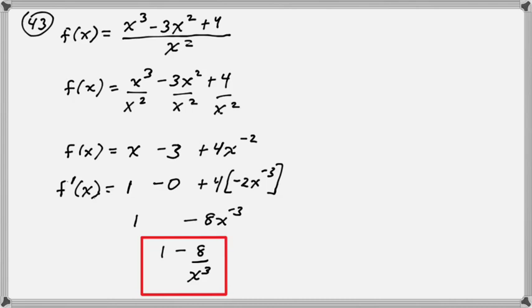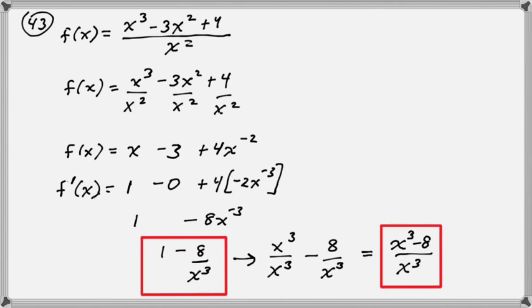Now, it could be written different ways. Could 1 be written as x cubed over x cubed? Is that still a 1? So now you have it written as a common denominator. This also is an acceptable answer. On multiple choice tests, you're not going to have 2 correct answers, so you need to know how to change one answer into the same answer in a different form.